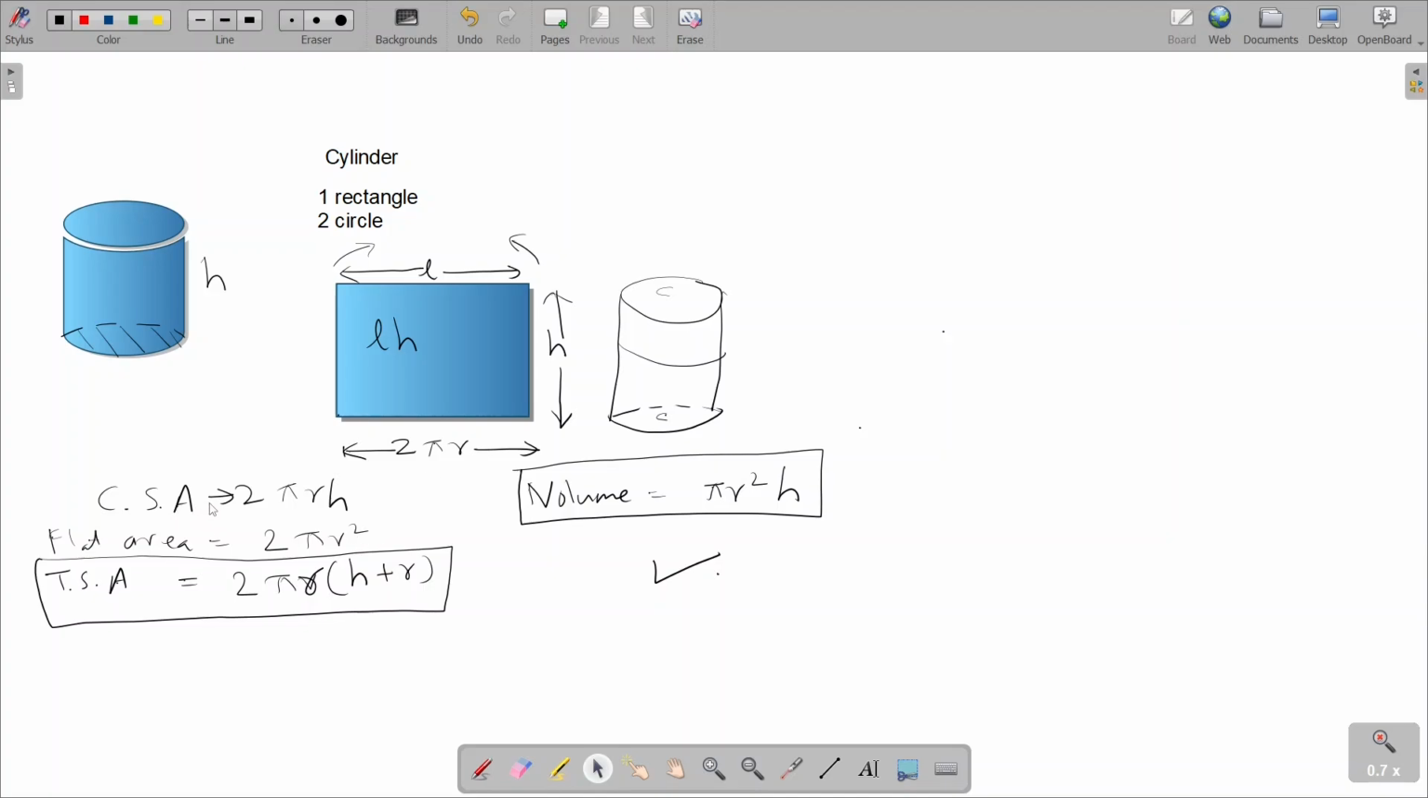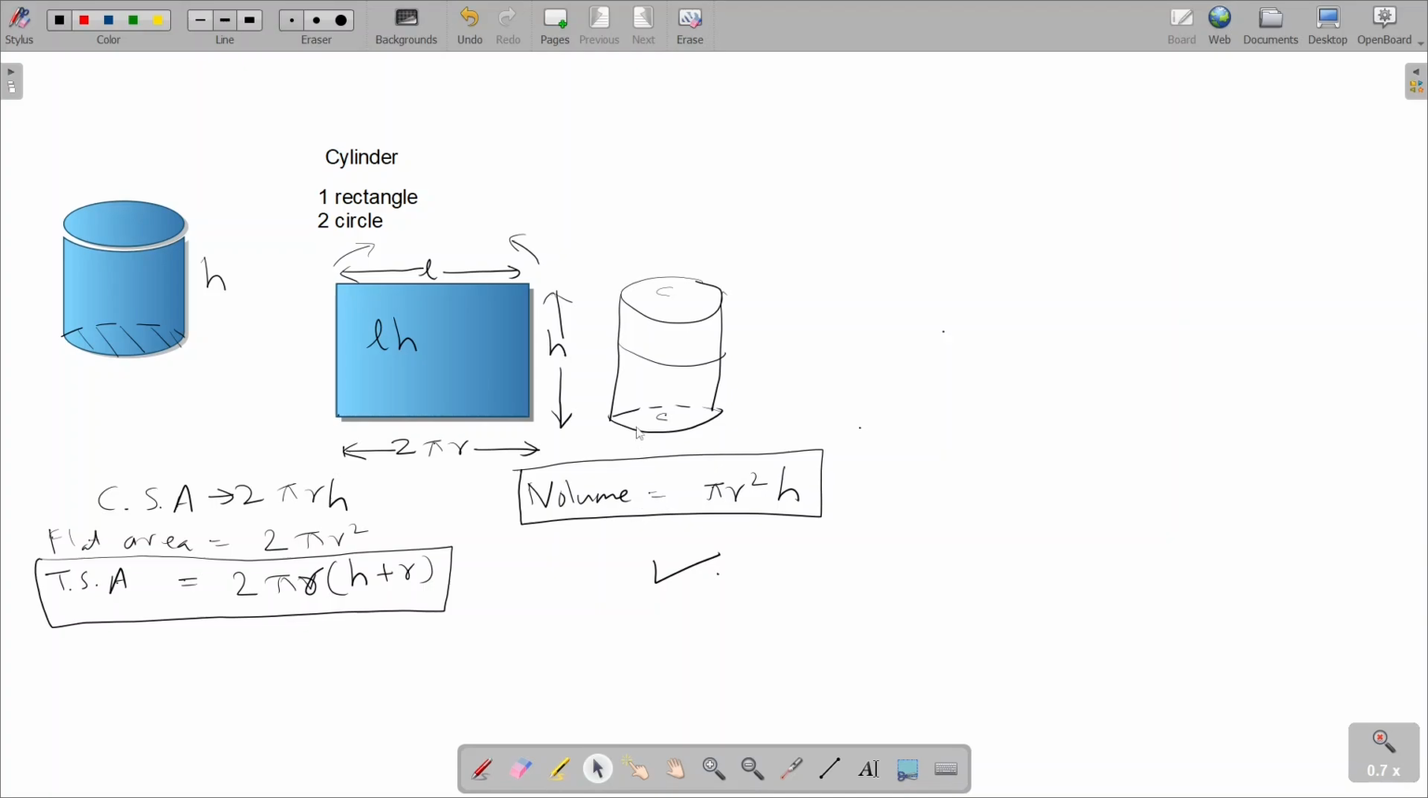I've written over here the curved surface area of a cylinder is 2 pi r h, and on the top there is a circle, and in the bottom there is a circle. So the area of the circles will get added. These two areas, top and bottom, will be 2 pi r square. So you have to add the total area. The total surface area will be 2 pi r bracket h plus r. And volume.